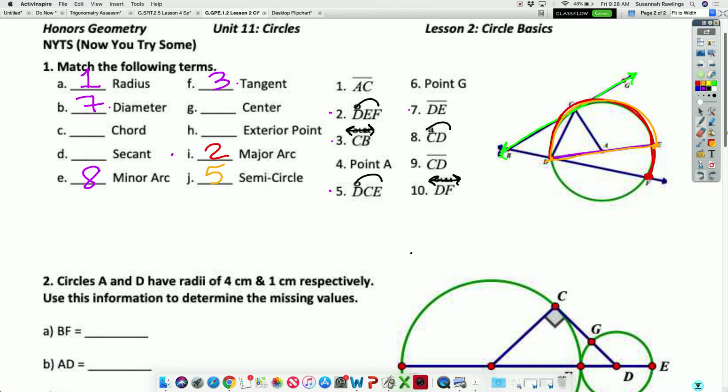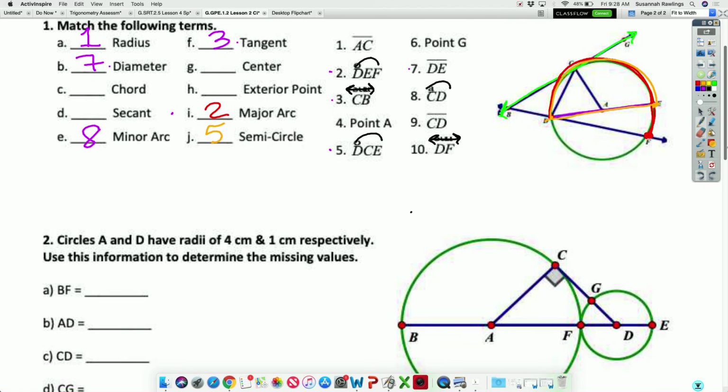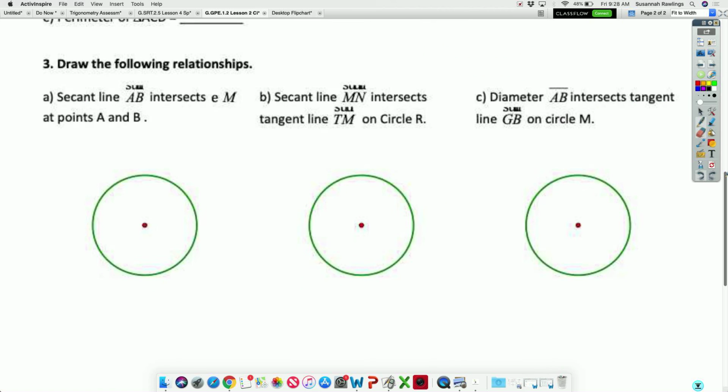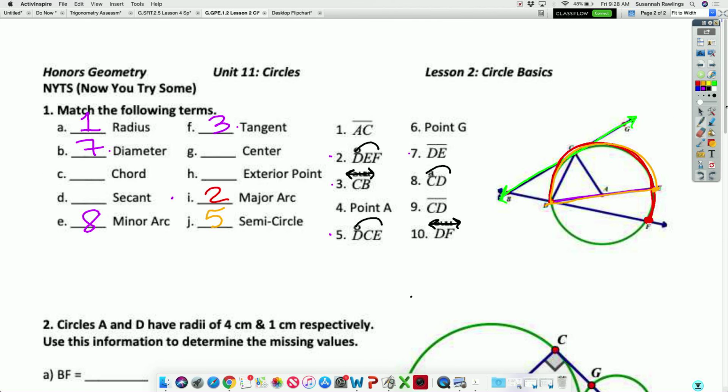Okay, so hopefully you tried those. I'm not going to put up the answers for those, but check with your vocab. Next one.